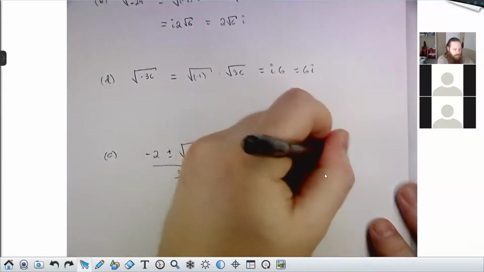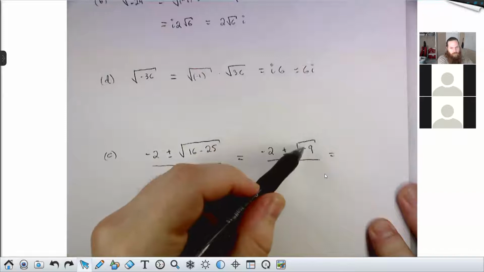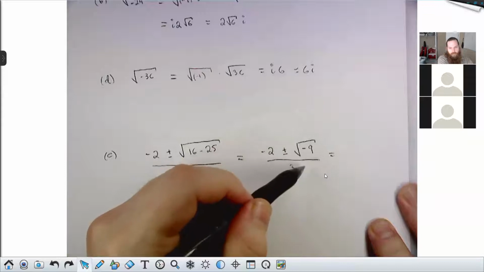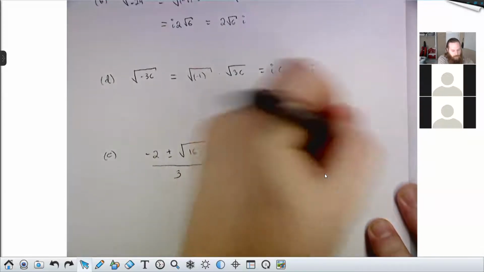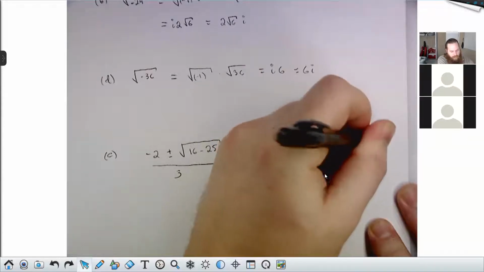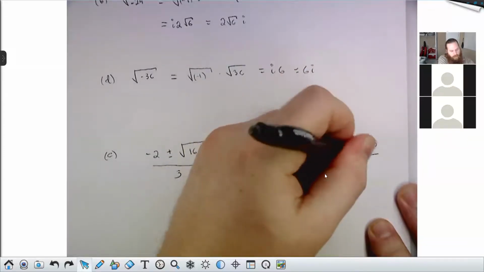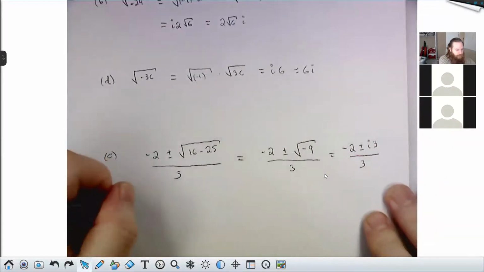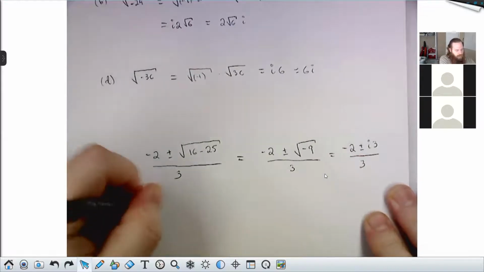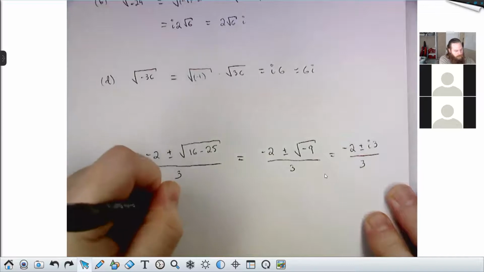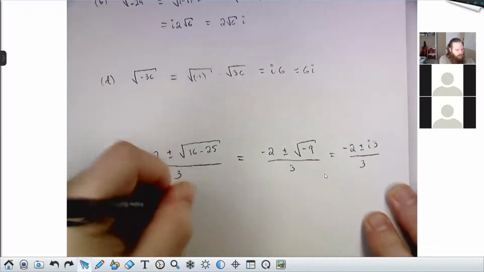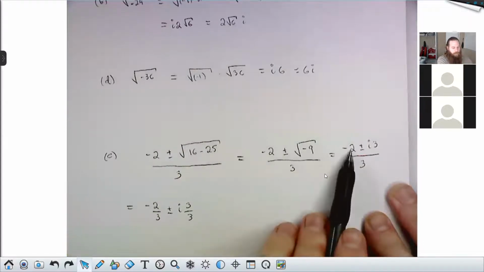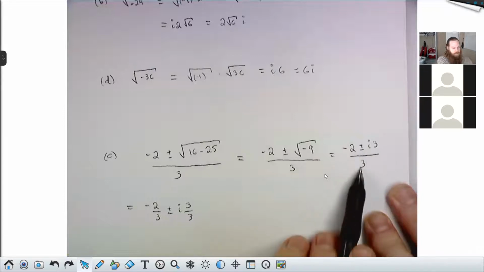And now I have a negative under the square root here. The 9 happens to be a perfect square, so we don't have to worry too much about how to handle the 9, but the negative is going to give me an i. So this is -2 plus or minus i times 3, all over 3. And I can clean this up. This is the same as -2/3 plus or minus i times 3/3. Right, just taking this over this, plus or minus this over this.